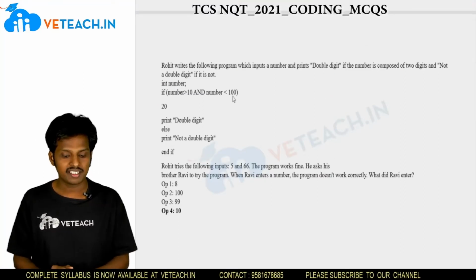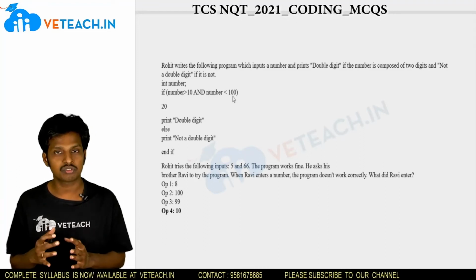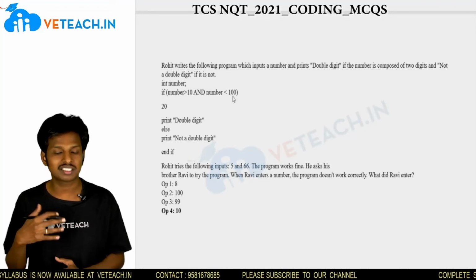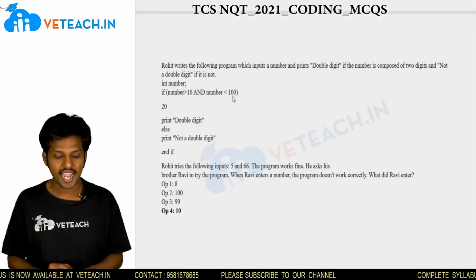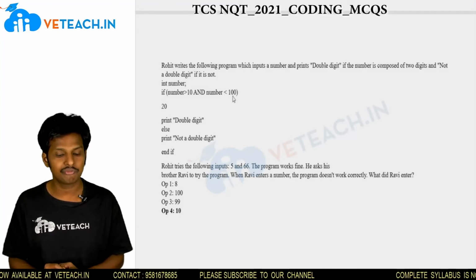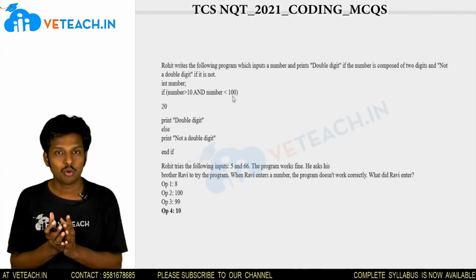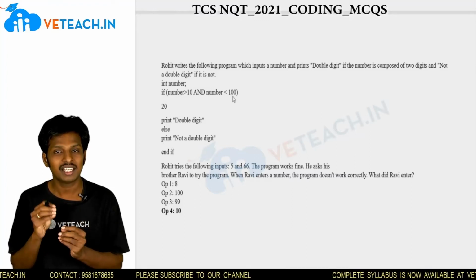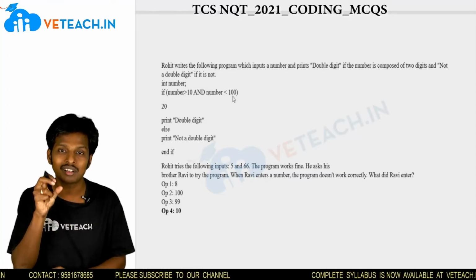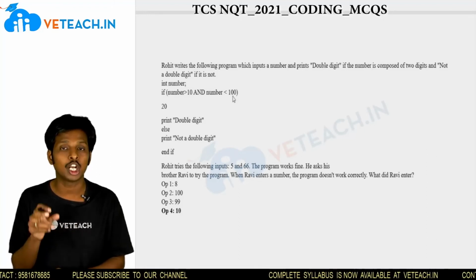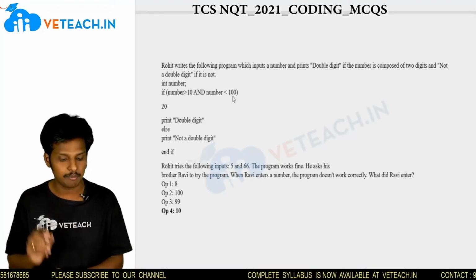Next question. Rohit writes a program which inputs a number and prints double digit if the number is composed of 2 digits and not a 2 digit if it is not. Means Rohit has written a program which is going to print double digit if the number of digits in the given number is 2. Otherwise, it's going to print a message saying not a 2-digit number.